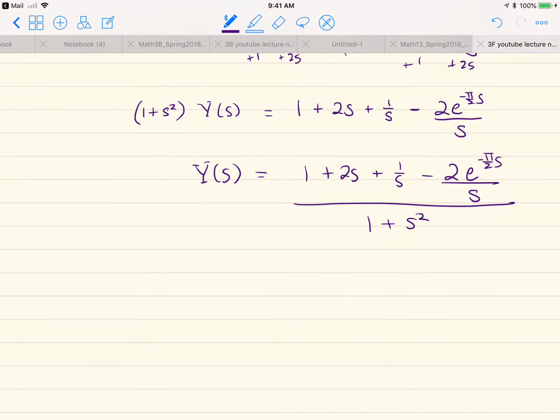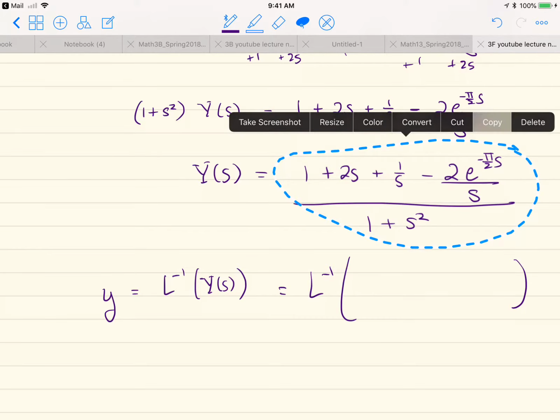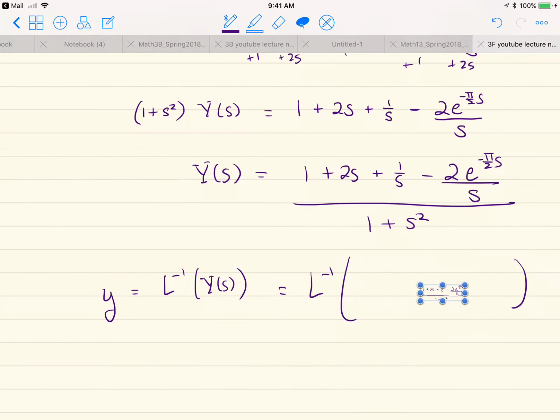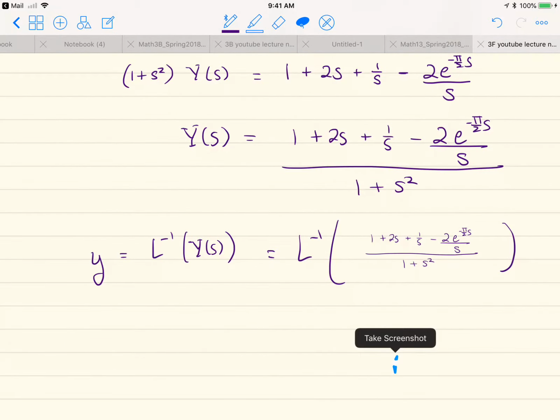Okay, and now to get y, I'm just going to take the inverse Laplace, right? So to get my solution y, little y, I need the inverse Laplace of all this stuff. Copy, paste, resize. Okay, and to get that inverse Laplace, I'm going to use Mathematica.